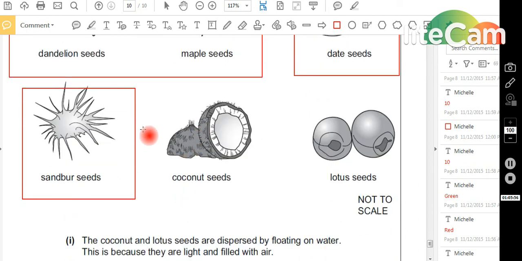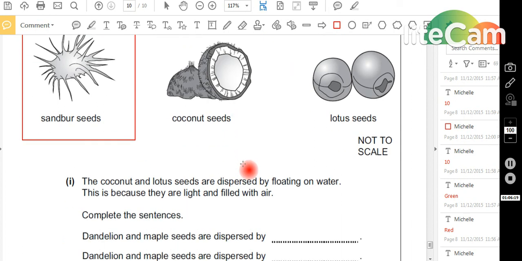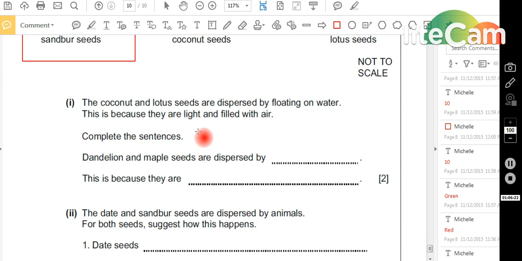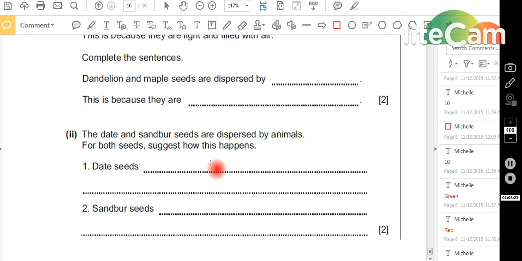Well done. How will the sandburr be dispersed? It will stick to the fur of the animal. Yes, it's going to stick to the hair or the fur of the animal, and when the animal rubs itself against a tree at another spot, it will come off and fall onto the ground and be dispersed into another area. So well done there.